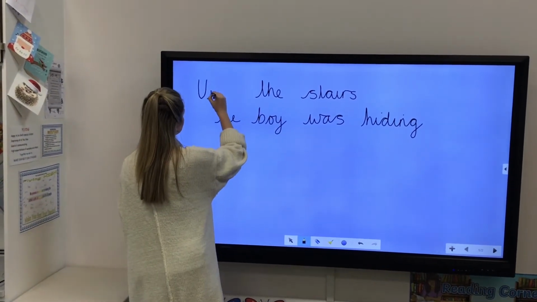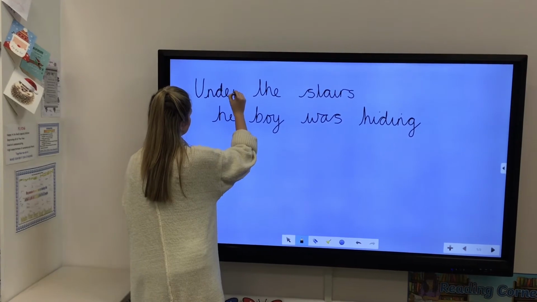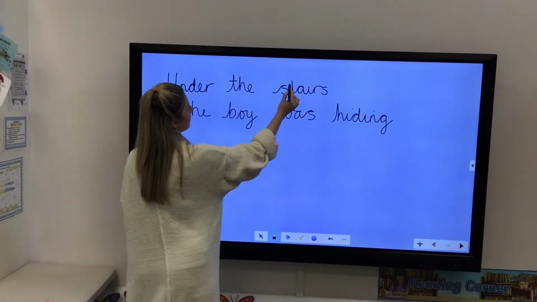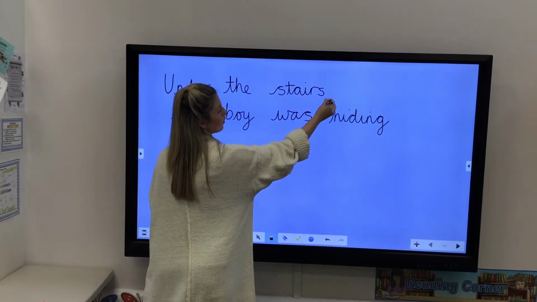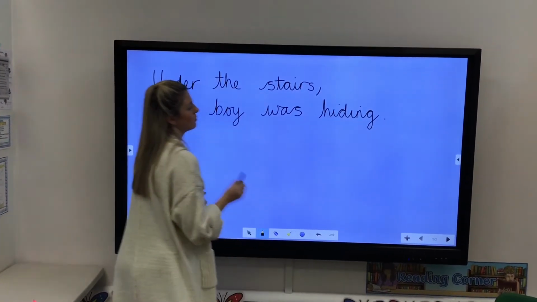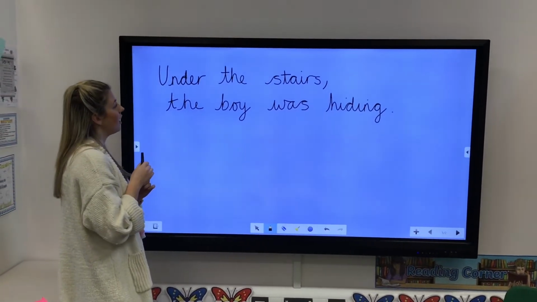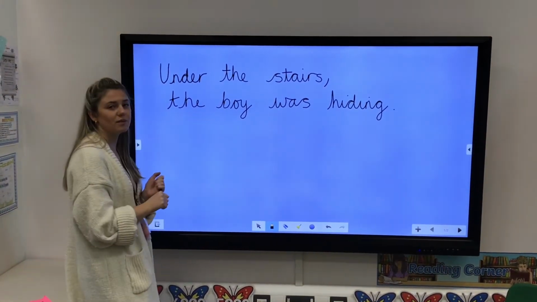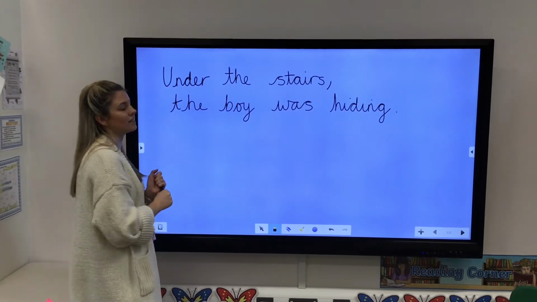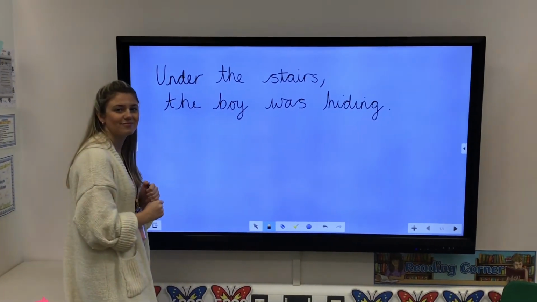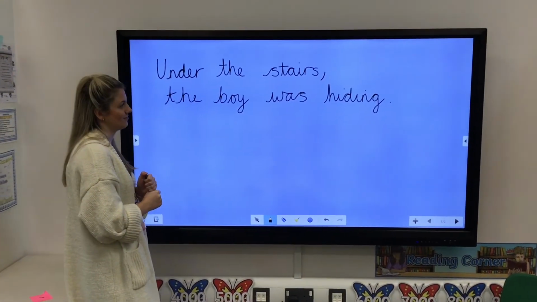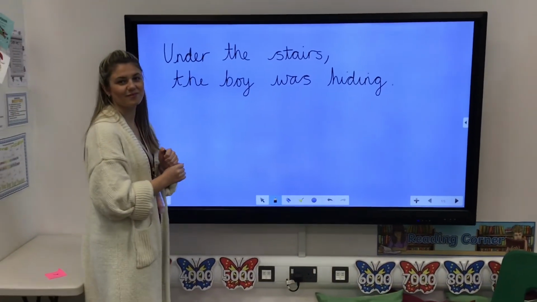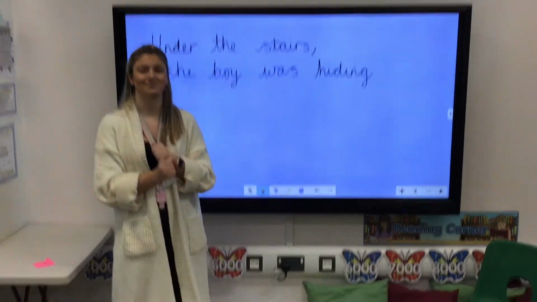Under the stairs. Don't forget your comma and your new full stop. Under the stairs, the boy was hiding. That shows us where something happened at the beginning of our sentence. Excellent, thank you, Miss Miskin. So we've moved our adverb in the sentence to the front of the sentence to make it a fronted adverbial, and then don't forget to include your comma.